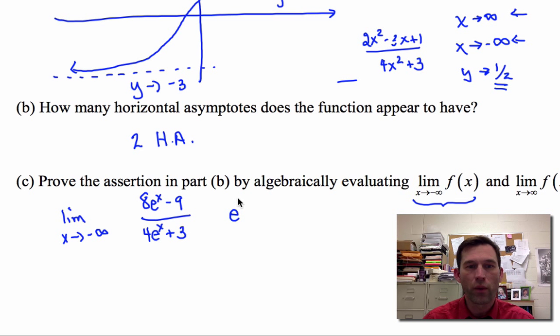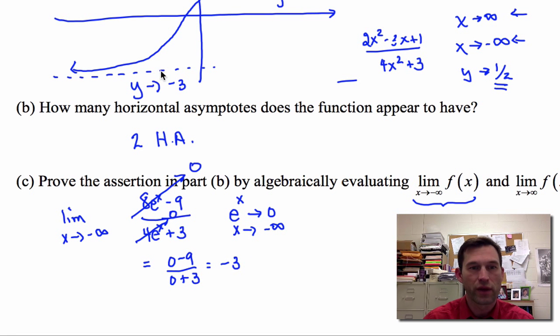And remember, what we want to know is that e to the x heads towards 0 as x heads towards negative infinity. But that means this entire term goes to 0 here, this entire term goes to 0 here, and the limit becomes 0 minus 9 divided by 0 plus 3, that's negative 9 divided by 3, and that's negative 3. So that's why we end up with that horizontal asymptote.